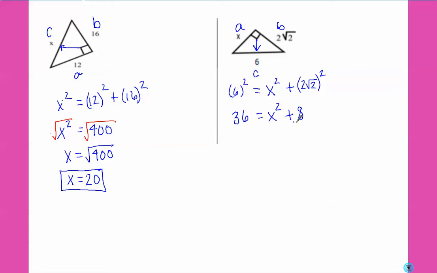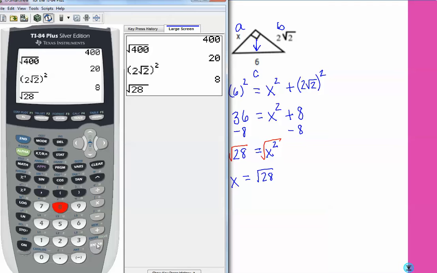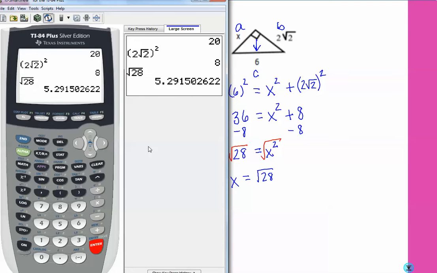Now we need to get x squared by itself. So I'm going to subtract 8 on both sides, and we get 28 equals x squared. Square root both sides. So we get x equals the square root of 28. Now let's see if that's a perfect square. Square root of 28 comes out to a decimal, so it's not a perfect square.